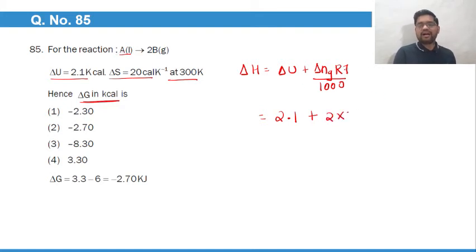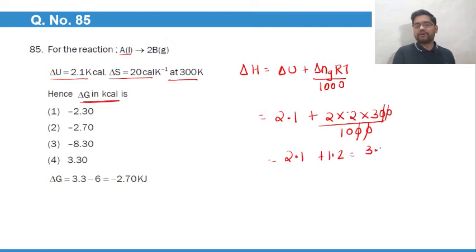R we can take as 2 calories. Temperature is around 300, whole divided by 1000. So 3 2s are 6, or 4 3s are 12. That is 1.2. So that is 2.1 plus 1.2, that is equal to 3.3 kilocalories basically.